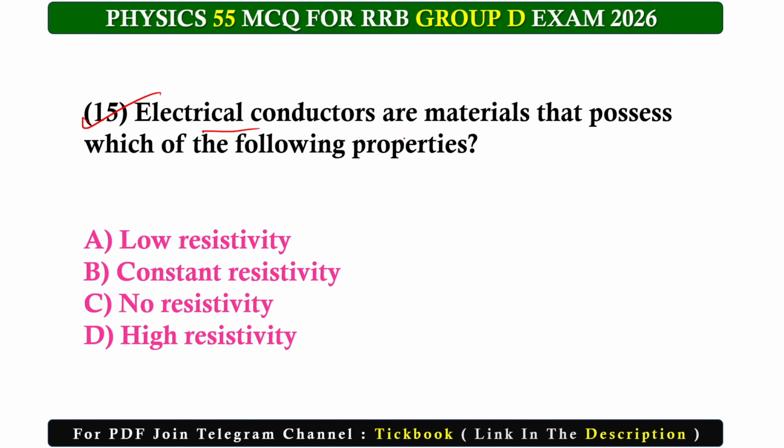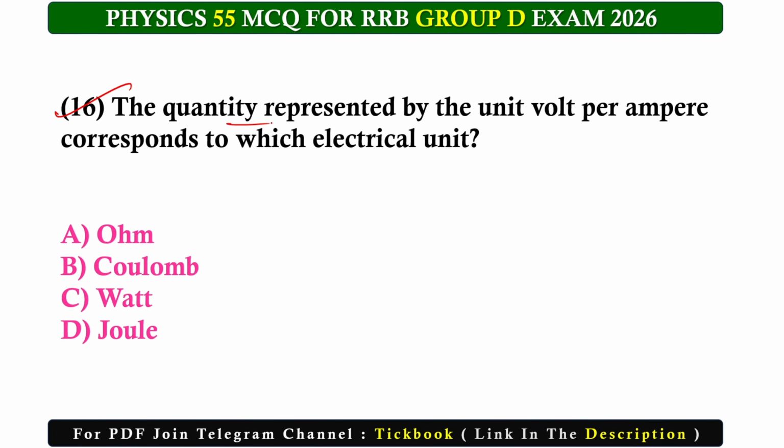15. Electrical conductors are materials that possess which of the following properties? Option number A, low resistivity. 16. The quantity represented by unit volt per ampere corresponds to which electrical unit? Option number A, ohm.